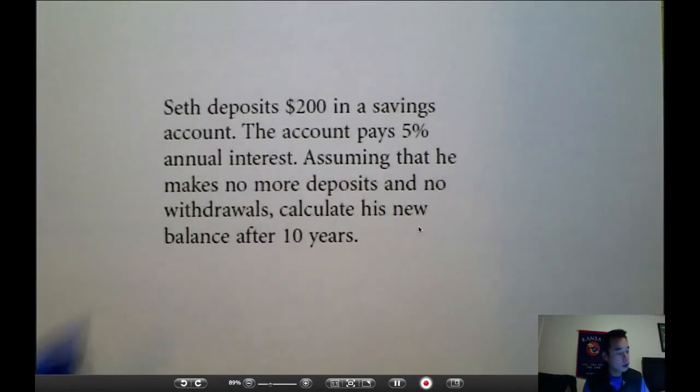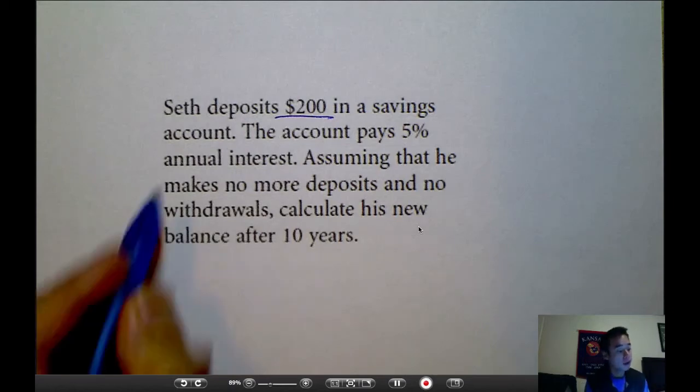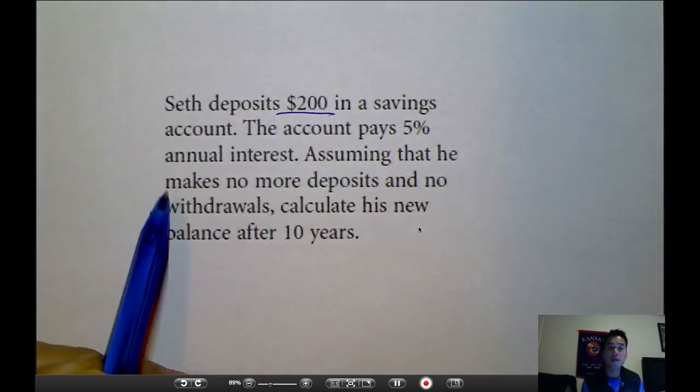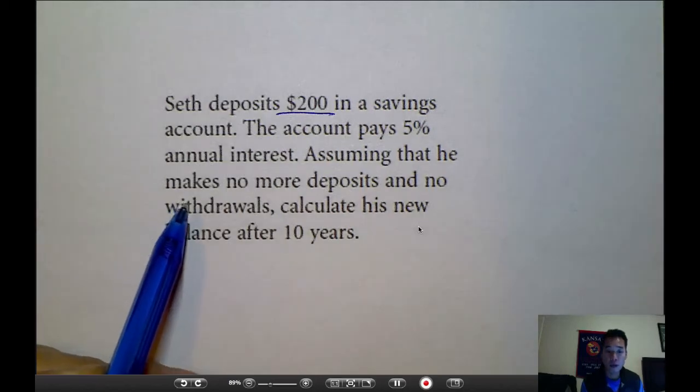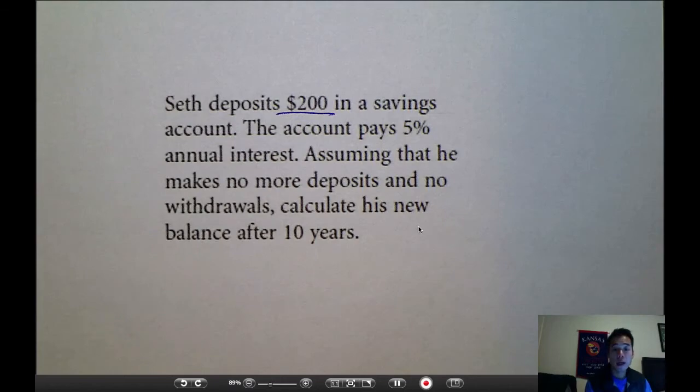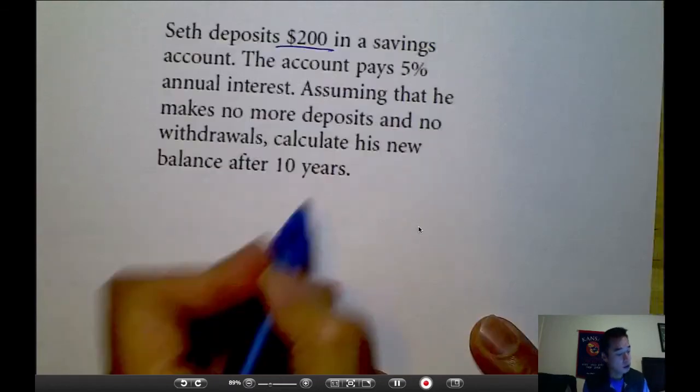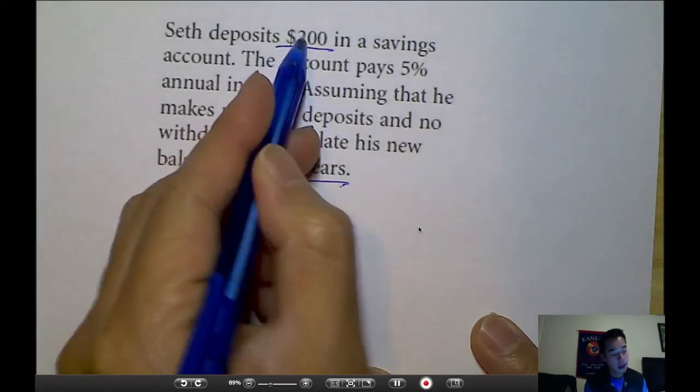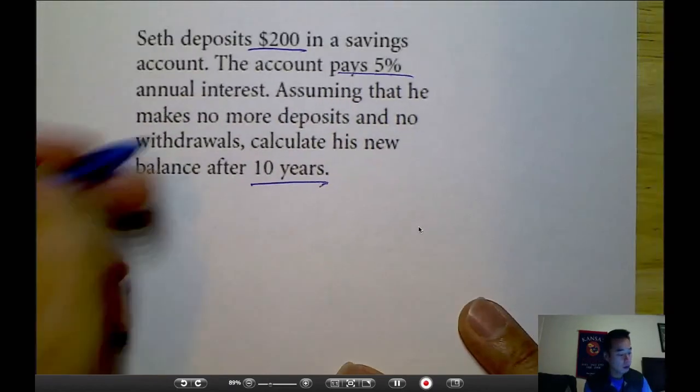Okay, we'll do one more. Another popular question is somebody depositing money into a savings account, and then what happens is it accrues interest, and then you get some kickback every year or every so often. So Seth deposits $200 in a savings account. The account pays 5% annual interest. Assuming that he makes no more deposits and no withdrawals, calculate his new balance after 10 years. So it gives me the time, it gives me every piece of information that I need to fit into this formula.